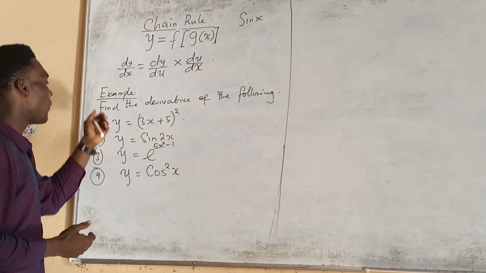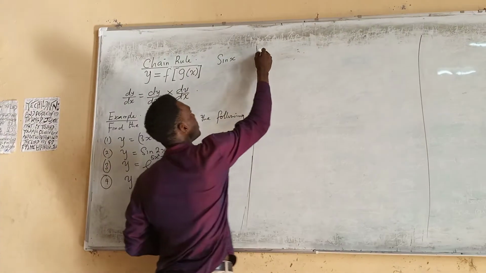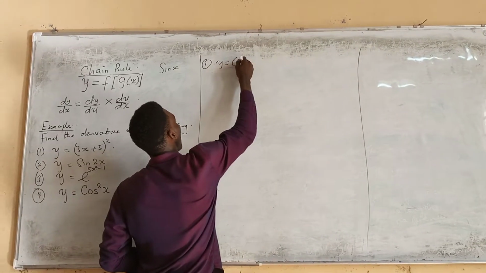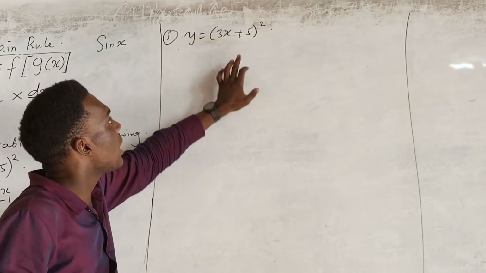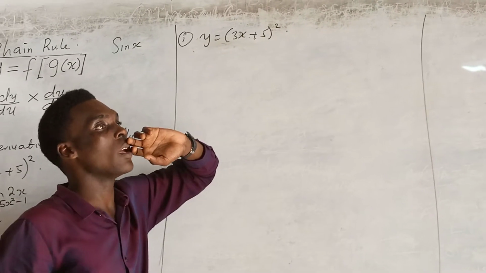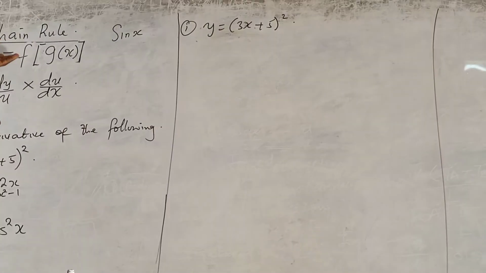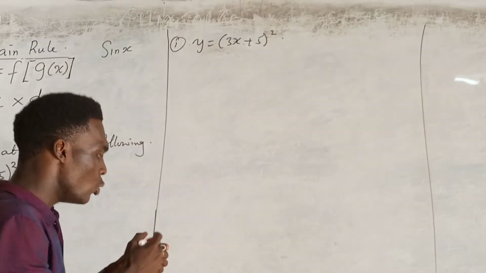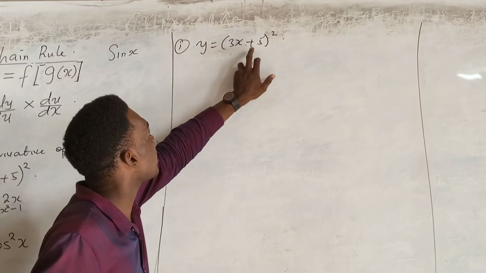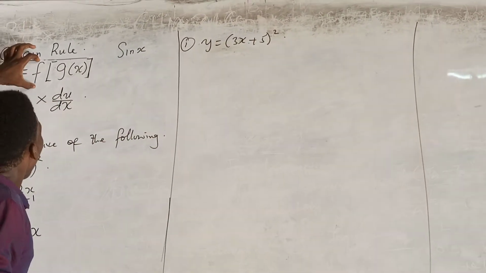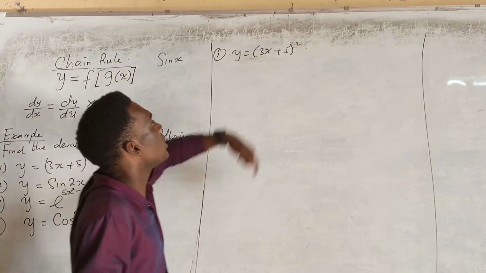Now we're going to look at four examples to illustrate the chain rule. The first one is (3x plus 5) squared. This is a power function, which makes it a chain rule problem, because a power function having a power or a root is a chain rule problem. If I compare this problem with the general form, my g of x is 3x plus 5, and my f is this power. So f is a function of g of x.